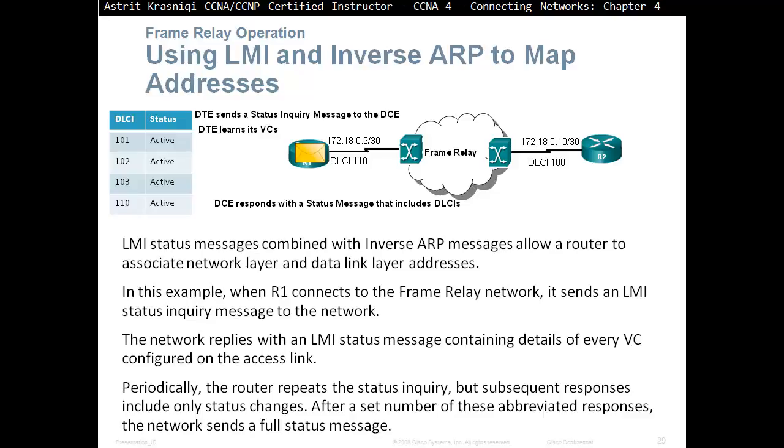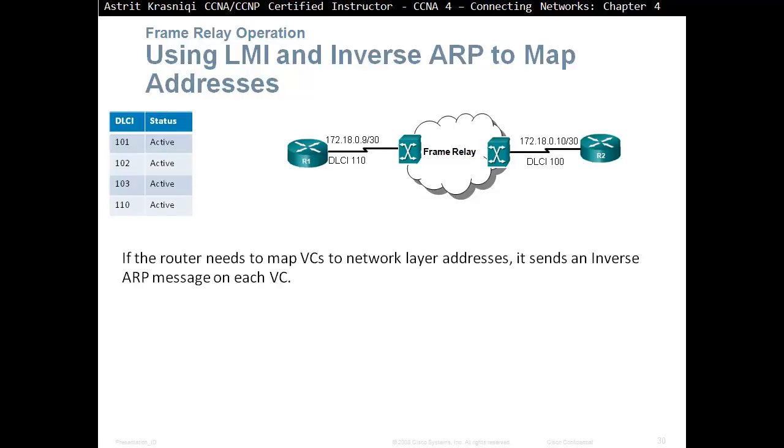After a set number of these abbreviated responses, the network sends the full status message. If the router needs to map a virtual circuit to a network layer address, it sends the inverse ARP message on each virtual circuit. So DLCI 110 is active. I will send an inverse ARP request to learn the IP address of this DLCI. It sends on DLCI 110, which moves to the destination, and the destination forwards it to router 2.